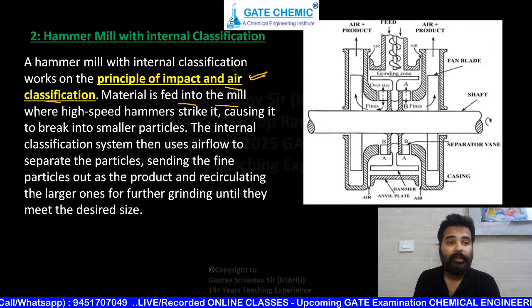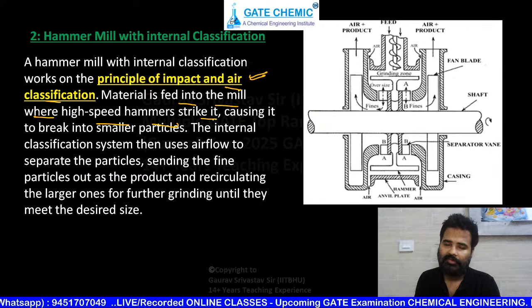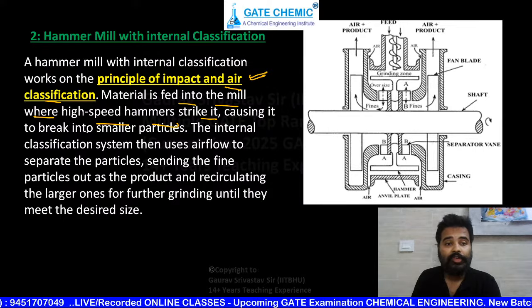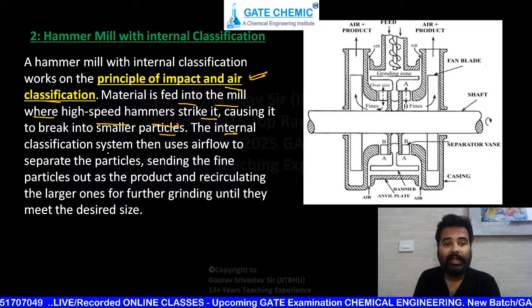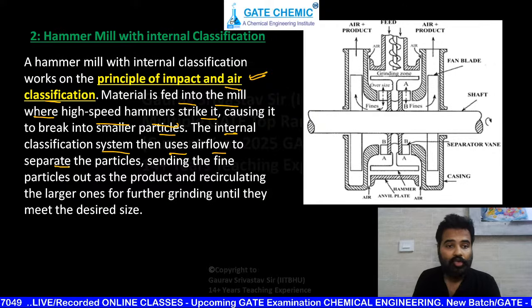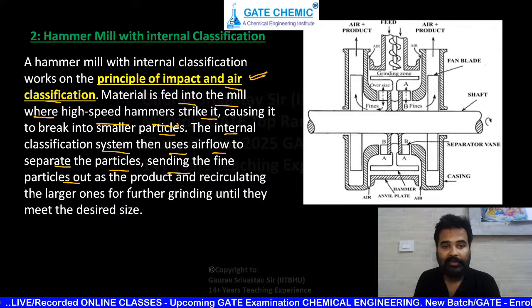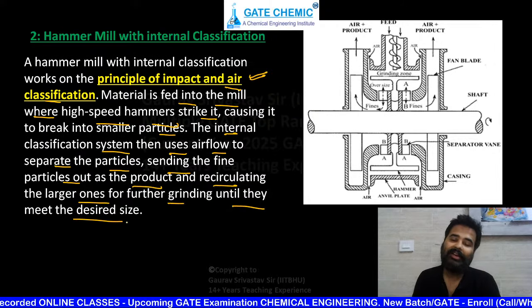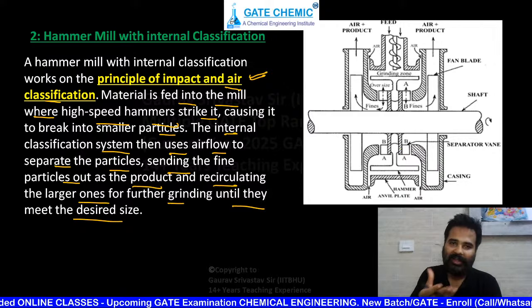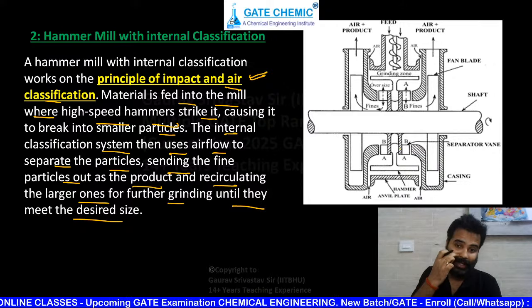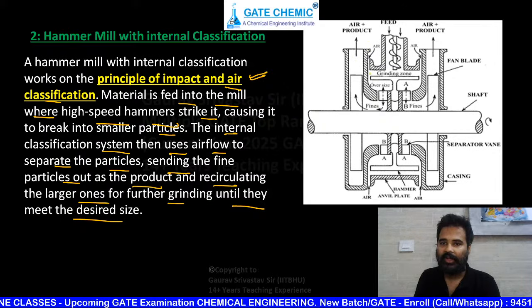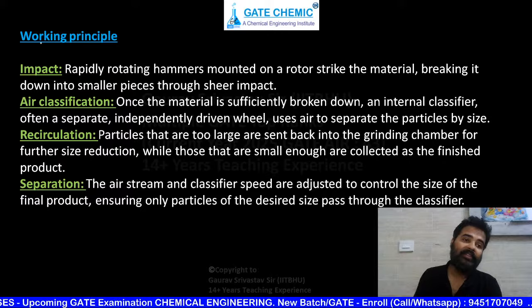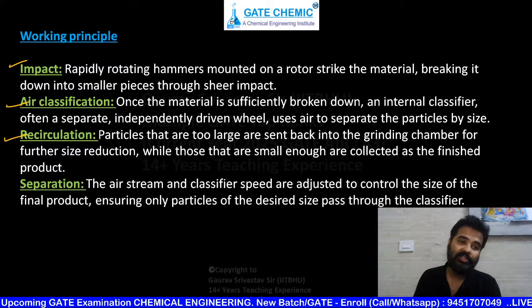Material is fed into the mill where the high speed hammers strike it, same as in case of hammer mill. Just as the hammers strike in a hammer mill, here also they strike, causing it to break into smaller particles. The internal classification system then uses airflow to separate the particles, sending the fine particles out as the product and recirculating the larger ones for further grinding until they meet the desired size. So just inside, a classification zone is also added. Here you can see this is the grinding zone, this is your grinding media, hammers. Working principle: impact is there, air classification is there, recirculation is there, separation is there.